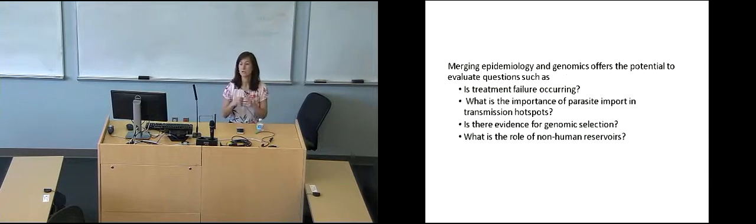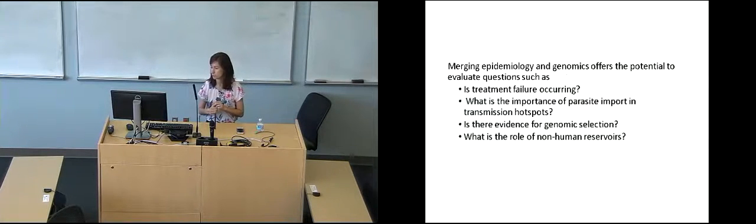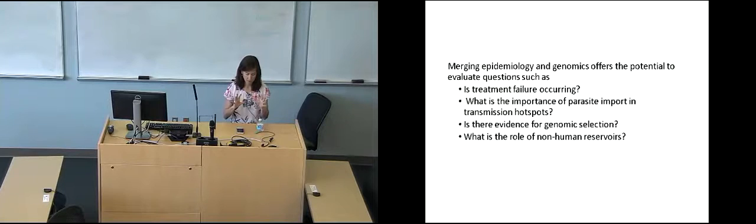So starting to look at the genome and asking, is there selection either for drug resistance or some sort of evolved reproductive change, more or less egg output in response to pressure? And then finally, what is the role of these non-human reservoirs? From an ecological perspective, it's interesting to think if we put all this pressure on humans as schistosome hosts, is the parasite going to find another population?